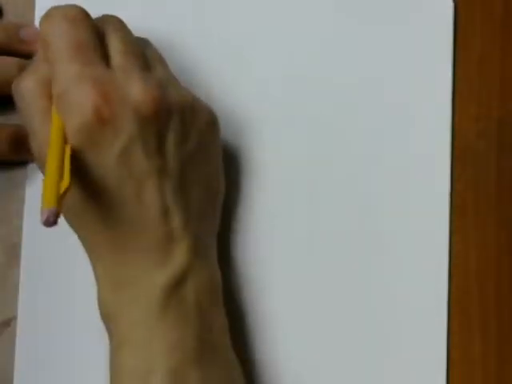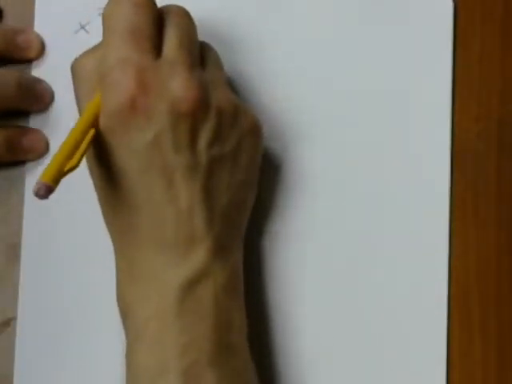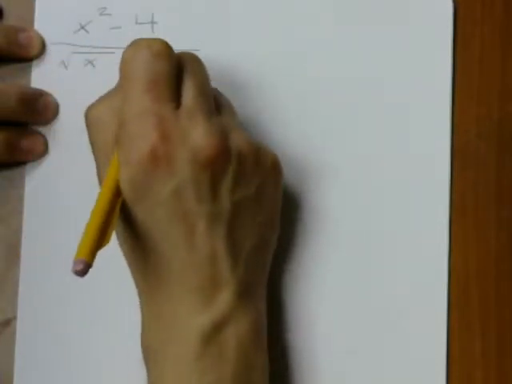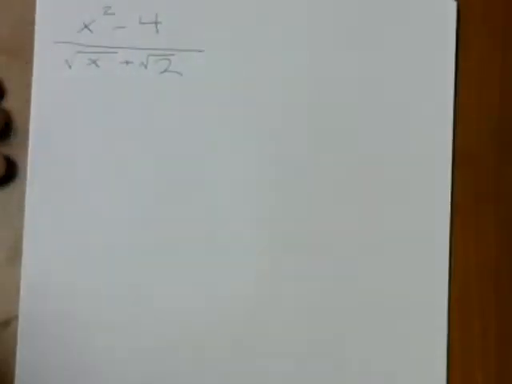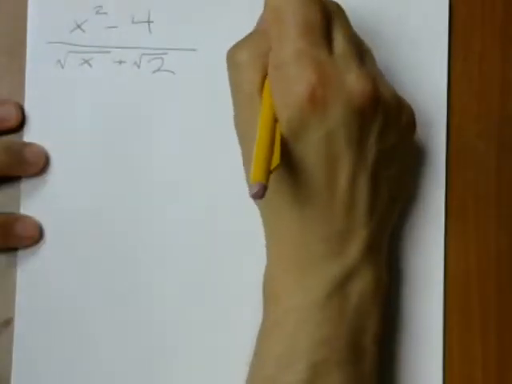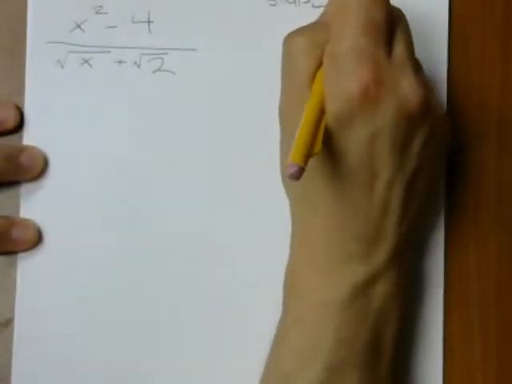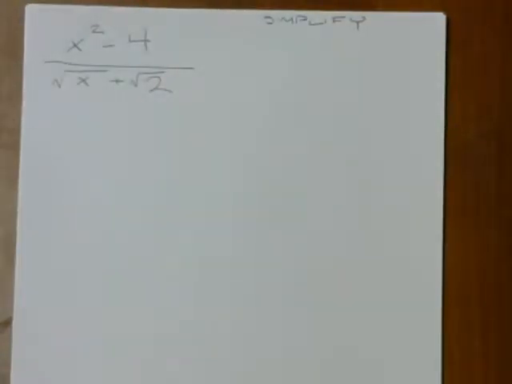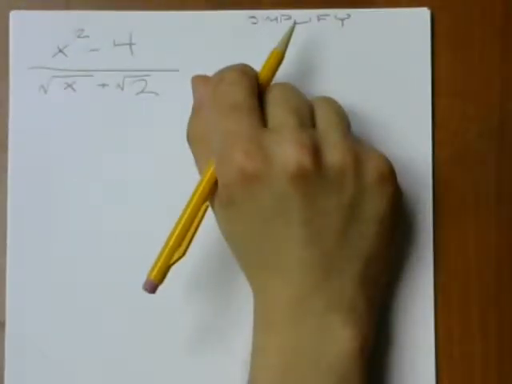So let's say we want to simplify something like this. Okay, so simplify. Well, that's a rather ambiguous word. What do I mean by simplify?